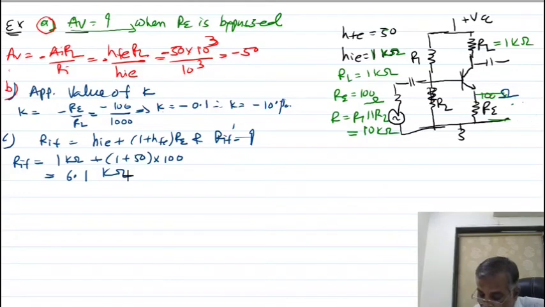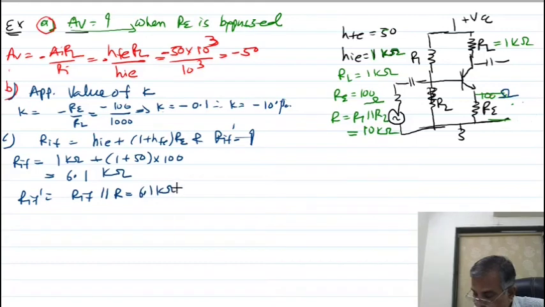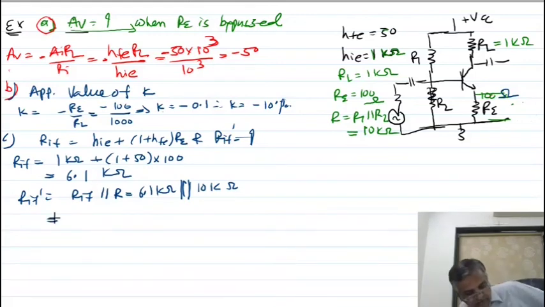6.1 kilo ohm. What is RIF dash? RIF dash is what? RIF parallel R. So it is 6.1 kilo ohm parallel 10 kilo ohm. So I can get this value: RIF dash is nothing but 3.8 kilo ohm.